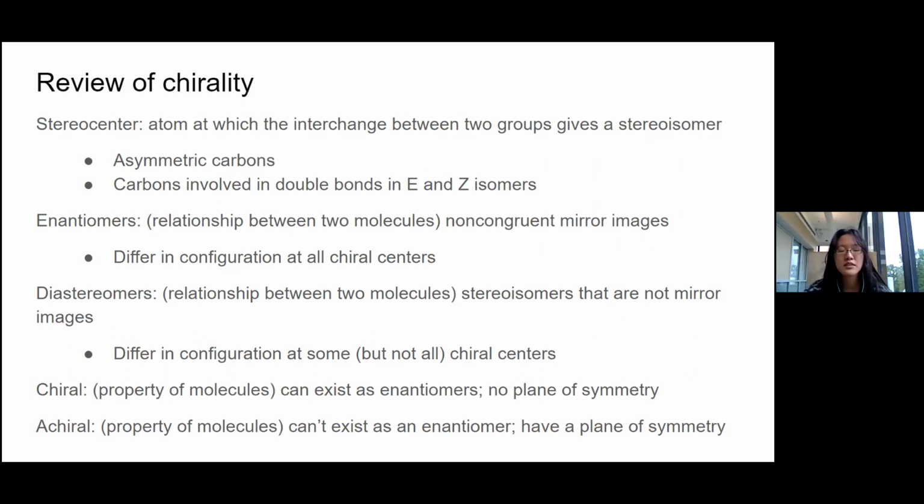One key difference between enantiomers and diastereomers that we're going to talk about later is that enantiomers differ in configuration at all their chiral centers, and diastereomers differ in configuration at some, but not all, of the chiral centers. Also, chirality and achirality are properties of molecules. Chirality means that it can exist as an enantiomer, meaning that it has no plane of symmetry. For example, your hand isn't the same from left and right, which is why the mirror image of your hand looks different from the hand. Achiral is a property of molecules meaning that it has a plane of symmetry, so it looks the same as its mirror image and can't have an enantiomer.